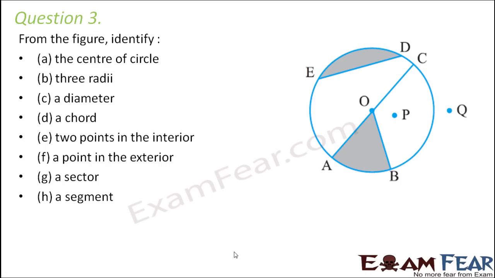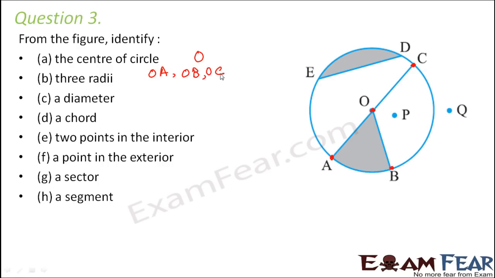Question number 3. From the figure, identify the center of the circle. So which is the center? Obviously O, because this is the point from where all the points on the circle are equidistant. 3 radii. So what are the 3 radii that you can see here? OC, because it is connecting the center to a point on the circle. Similarly OA, because this is also connecting a point A on the circle to the center, and OB. So OA, OB and OC are the 3 radii.